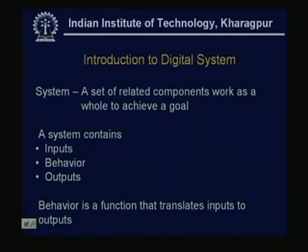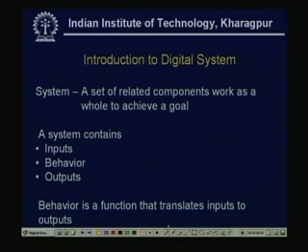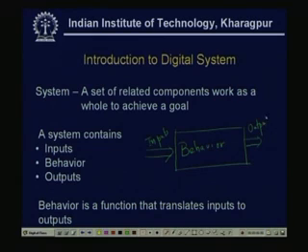So, a system contains inputs, behavior and outputs. Again, let us elaborate this thing. If we draw a picture, initially we think of the system as a black box. Now, we are feeding some inputs, and this is the behavior, meaning how this black box works, or how these related components or parts of the system work as a whole to produce some output. So, these three together, inputs, behavior and outputs, we are defining as a system.